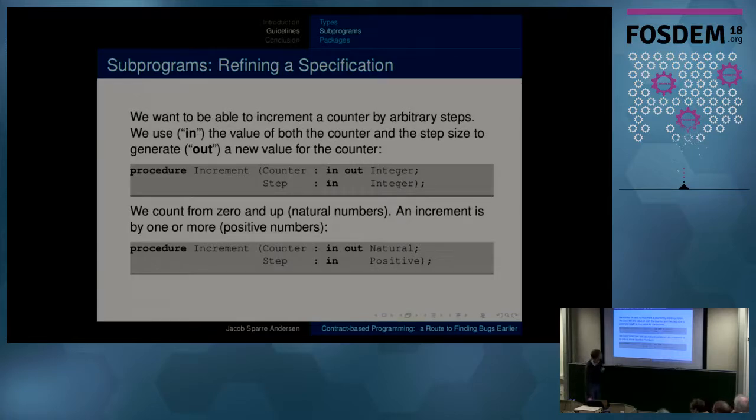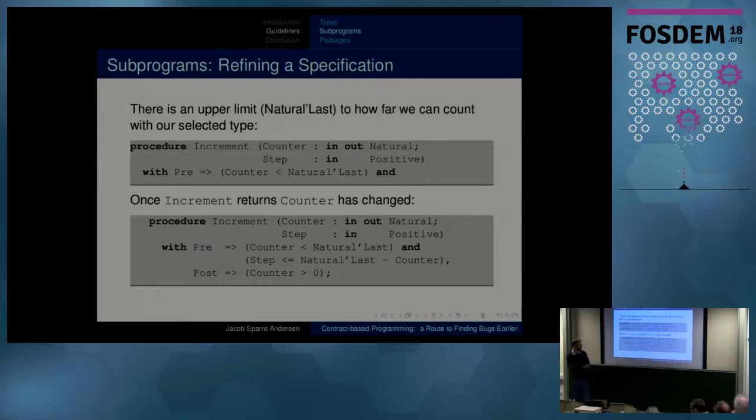Do we then have any additional constraints? Well, counter should be less than the very last possible value, because otherwise I can't increment it. So this is one precondition. And then another precondition could be that the step should be smaller than or equal to the difference between the last possible value and the current value of counter. So one more: when we're done, the counter must be larger than zero because we've incremented it and it started being zero or more. So this is an example.